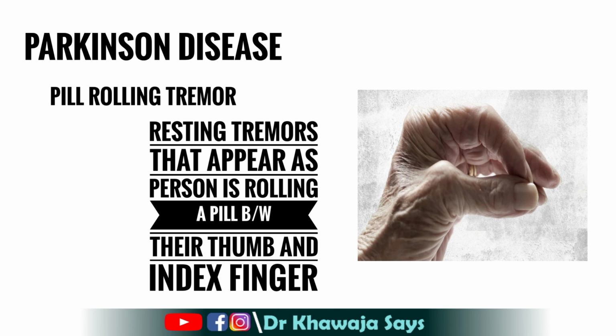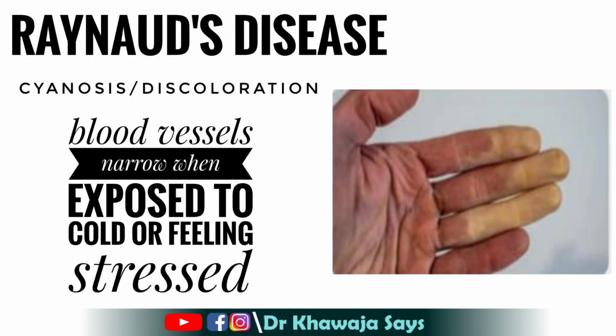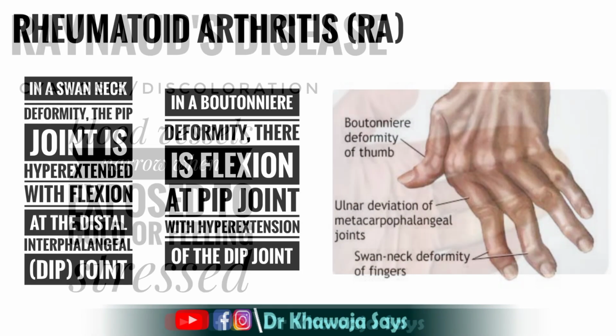Parkinson disease. Pill rolling tremor. Resting tremor that appears as person is rolling a pill between their thumb and index finger. Raynaud's disease. Stenosis, discoloration of fingers because blood vessels narrow when exposed to cold or feeling stressed.